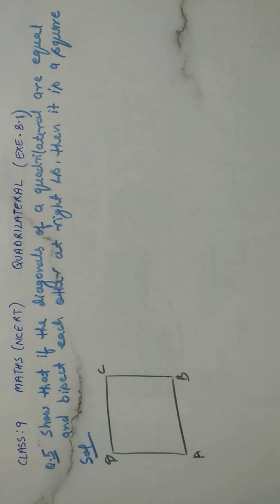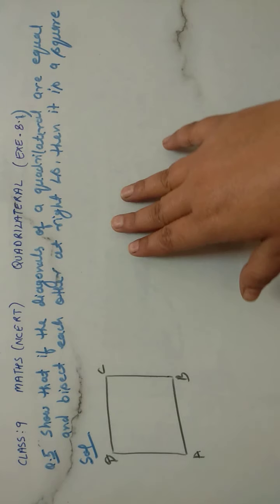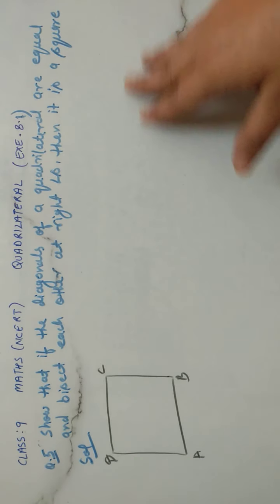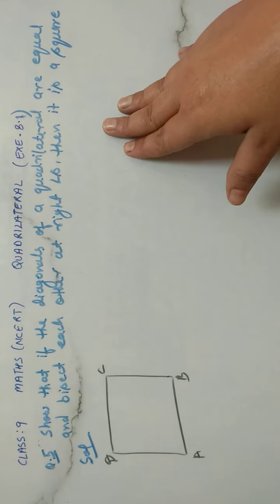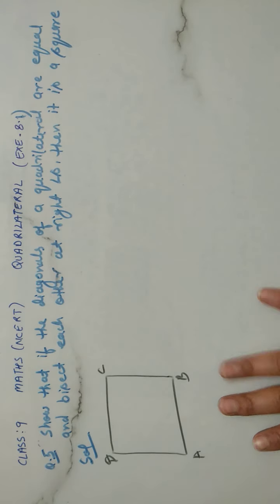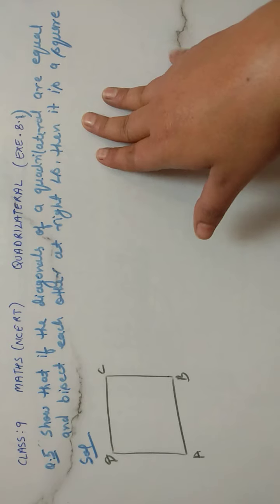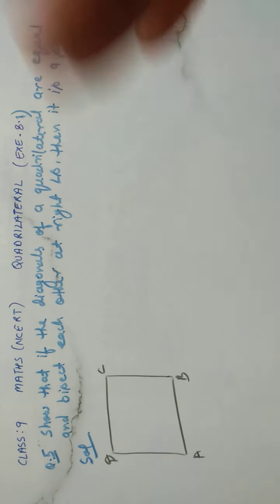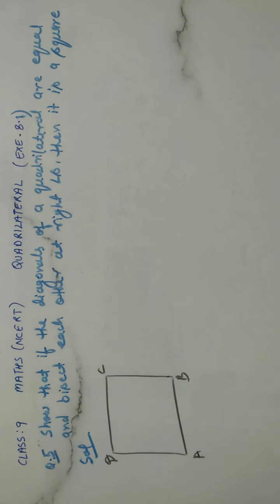Today we have to discuss the fifth question of our exercise. Just have a look at what question number 5 is. We have to show that if the diagonals of a quadrilateral are equal and bisect each other at right angles, then it is a square. This quadrilateral ABCD is given to us, and if its diagonals are equal as well as bisect each other at 90 degrees, then we need to prove that it is a square.